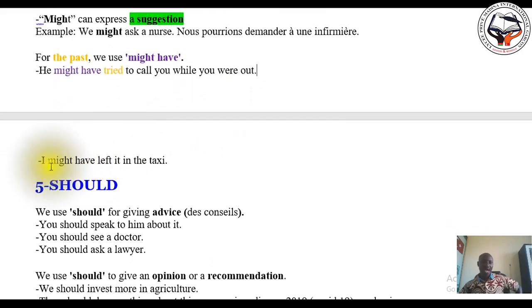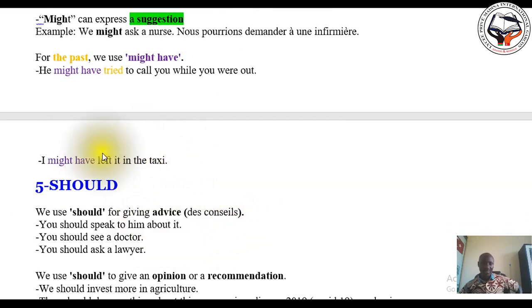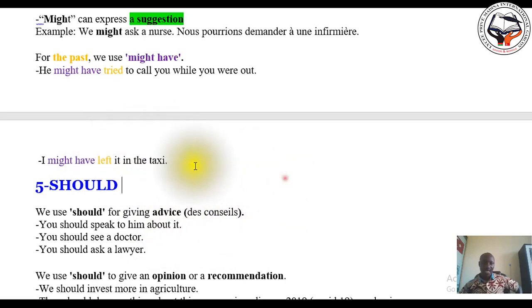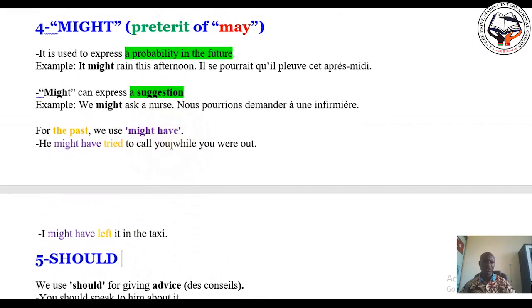Okay. I might have left. I might have left it in the taxi. Okay. This is simple. So we have finished with might.